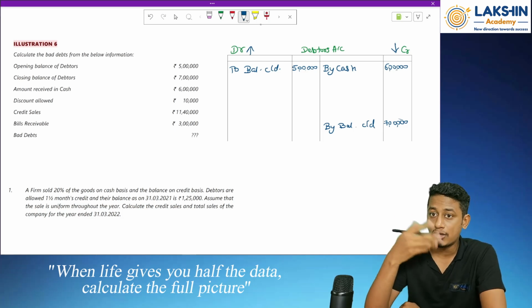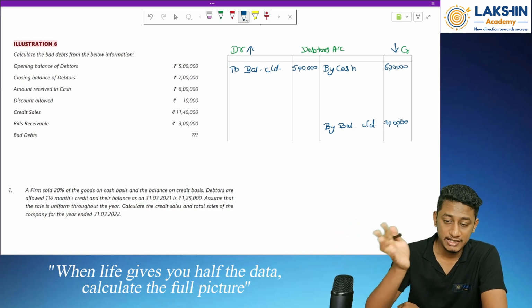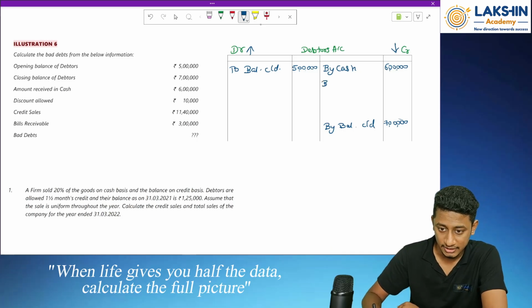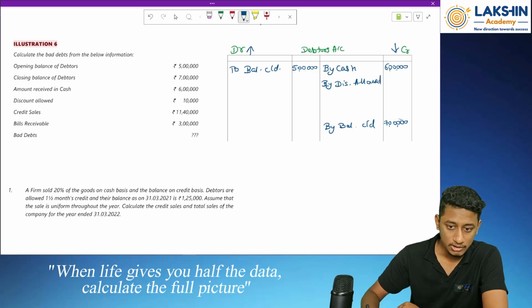See, whenever I allow a discount to my debtors, the value of debtors will decrease, right? So again, credit the entry. By discount allowed, rupees 10,000.